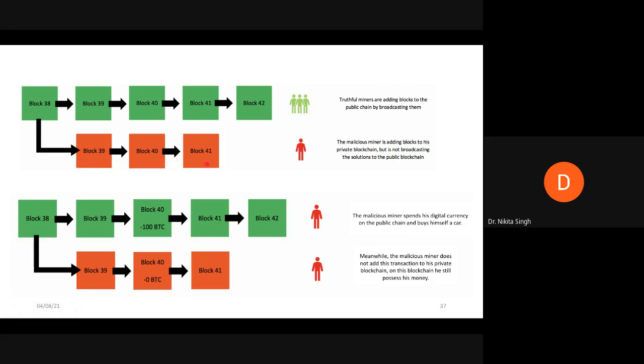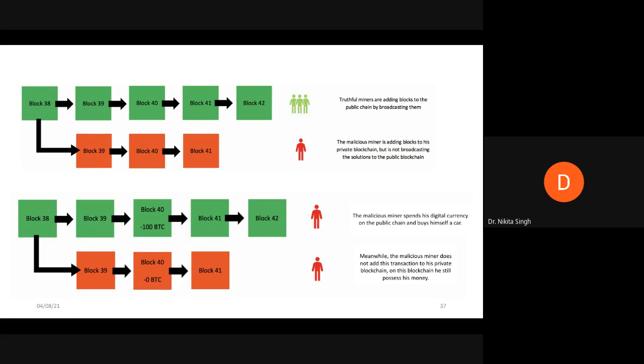Okay. So the scenario here is, we have two versions of the blockchain. One version is being followed by uncorrupted truthful miners, and the other is followed by this corrupted miner. Now the corrupted miner is working on his own version of the blockchain, and he's not broadcasting it to the rest of the network. And the rest of the network does not pick up this chain because, after all, it hasn't been broadcasted. This chain is isolated from the rest of the network.